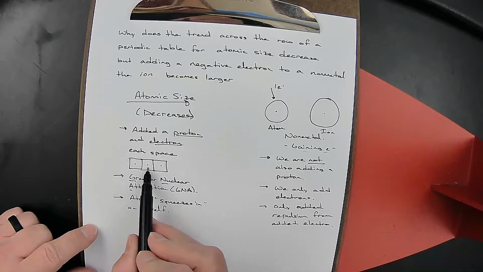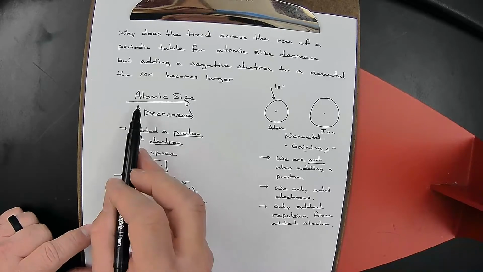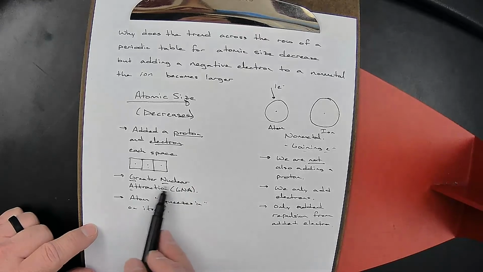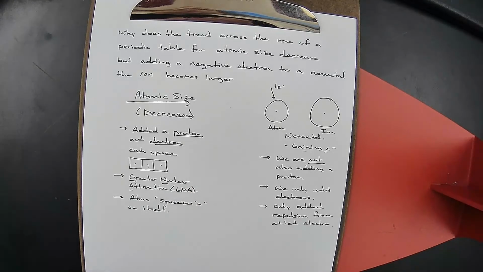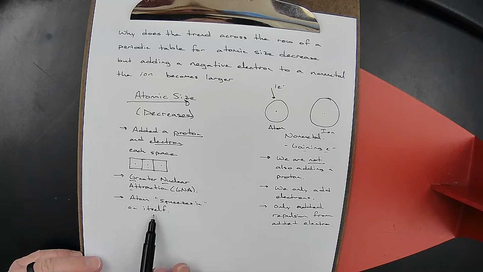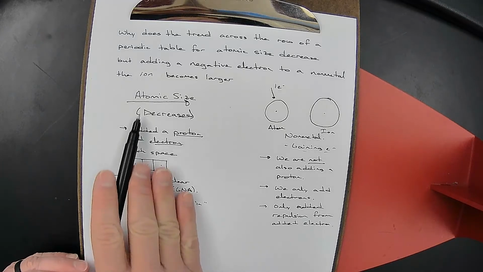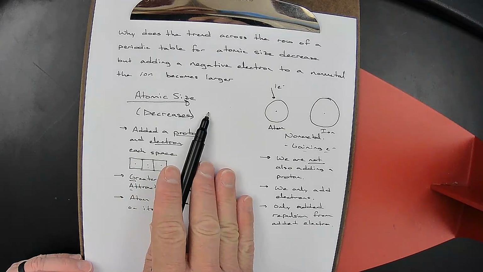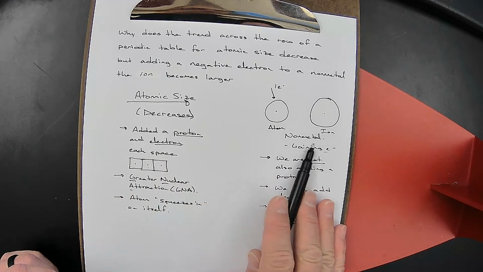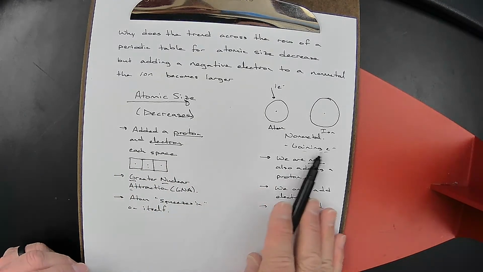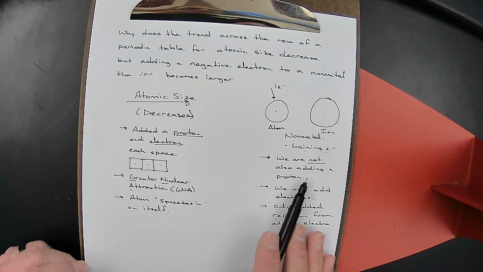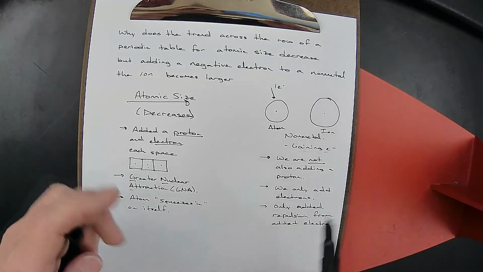But when you're moving across a row of the periodic table, looking at atomic size, you're adding a proton and an electron, so you get a greater nuclear attraction. The atom squeezes in on itself, and as you move from left to right, the atomic size decreases. But when a non-metal atom gains electrons to form an ion, you're only adding an electron, not an extra proton, so it actually expands.